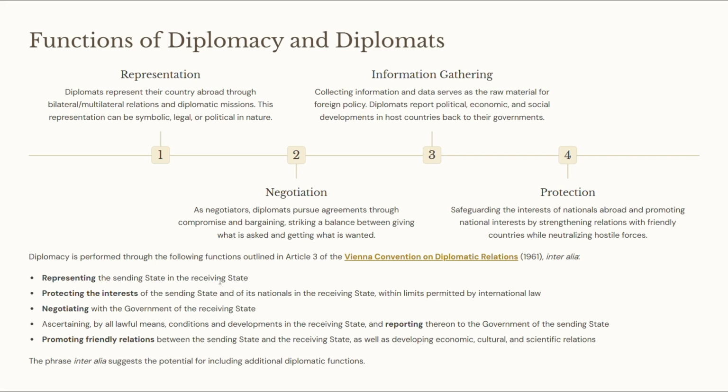It could be a bilateral mission, it could be a multilateral mission, it could be a regional secretariat. So wherever he or she is posted, protecting the interest of his state, the sending state, and of its nationals in the receiving state. That is the function of the diplomat within the limits set by international law.